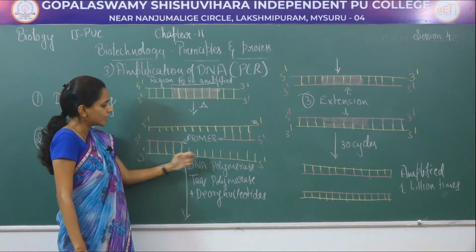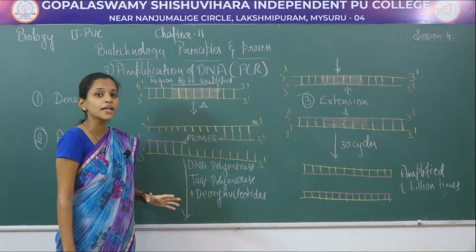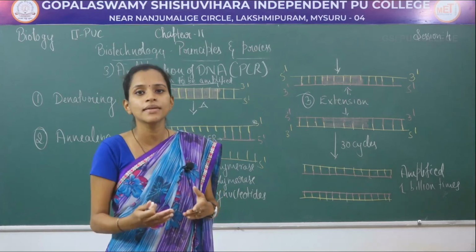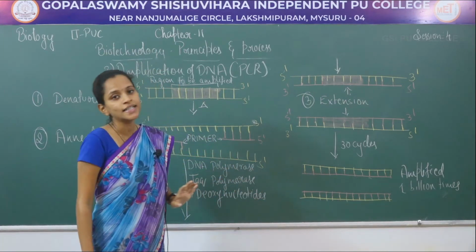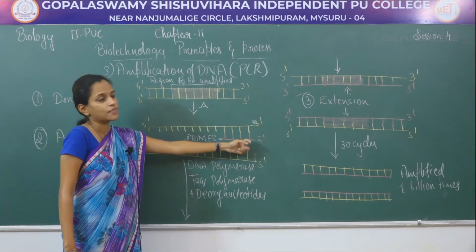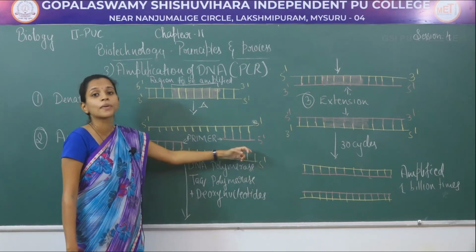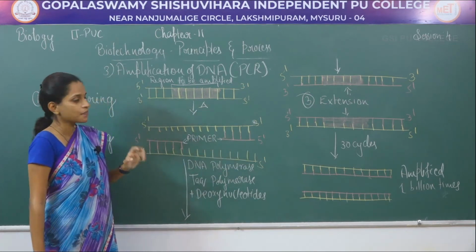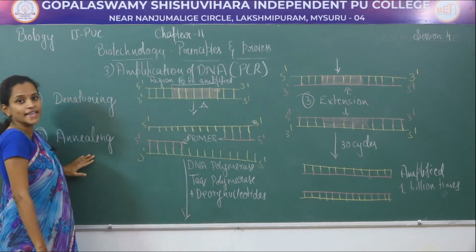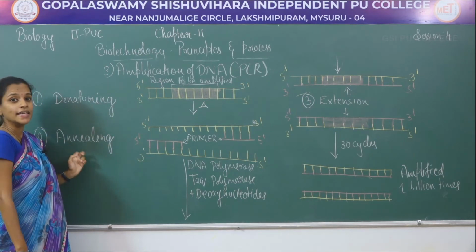You can see here, to the DNA template at its 3' end we will be adding a primer. What is a primer? It is a chemically synthesized oligonucleotide which has complementary nucleotides to the DNA template. So the primer will be having 5' ends. Once the primer is added, this process is called annealing. The process where the primers are added to the DNA template is termed annealing.